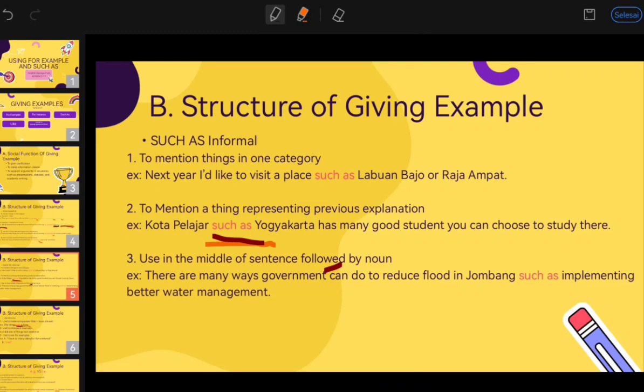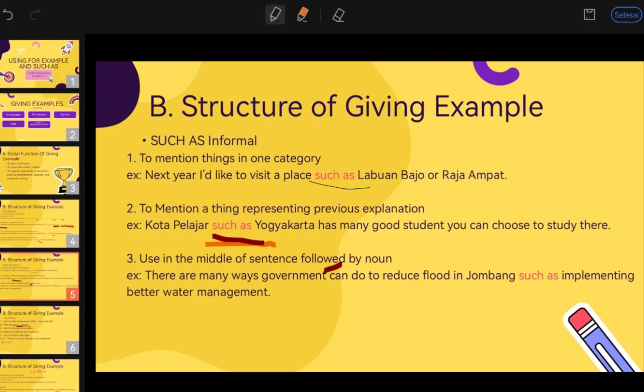Such as. It consists of, one, to mention things in one category. For example, next year I'd like to visit a place such as Labuan Bajo or Raja Ampat. Number two, to mention a thing representing previous explanation. For example, Kota Pelajar such as Yogyakarta has many good schools, you can choose to study there.